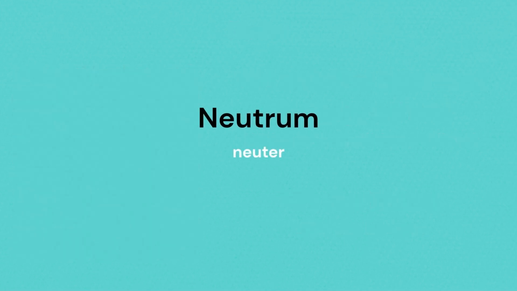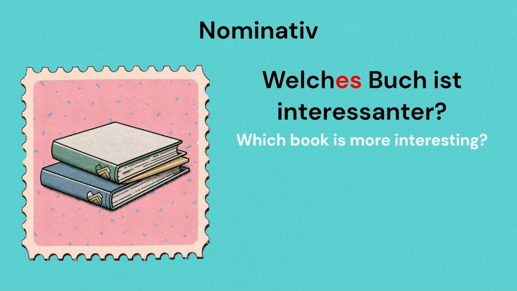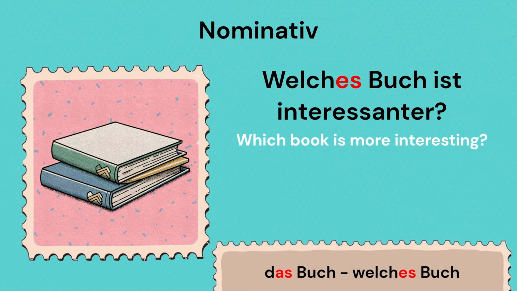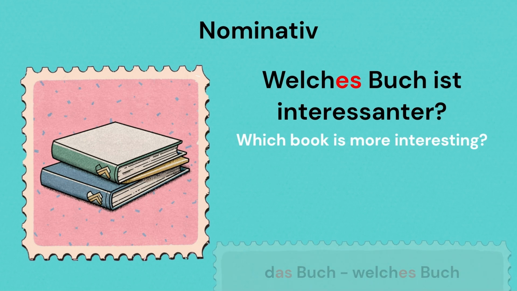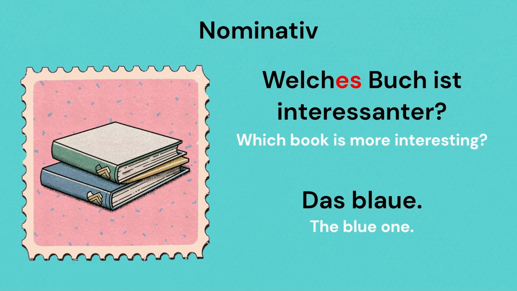Now let's move on to the neutrum article. Let's look at the nominative case. Welches Buch ist interessanter? The article for book is das Buch. Welches takes es from the article das and uses that as an ending. Hence you say, welches Buch ist interessanter? And the answer is das Blaue.